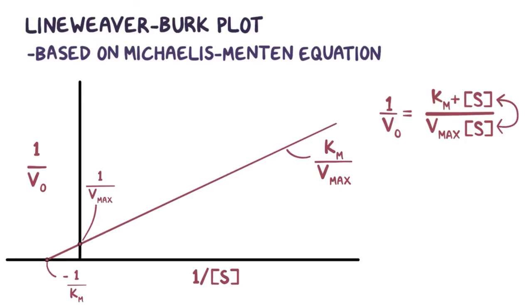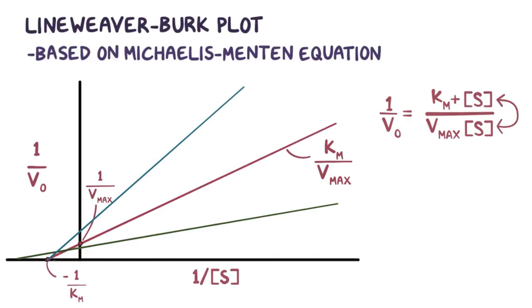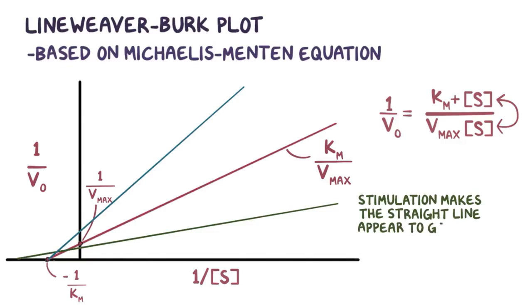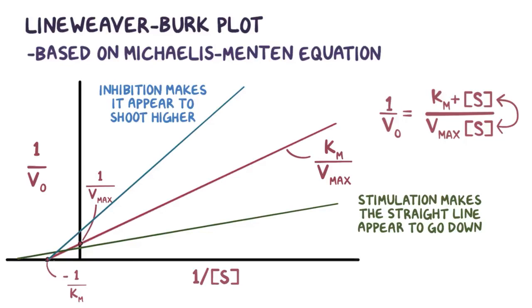The only trick is that, much like our reciprocal equation, now everything is upside down. So processes like induction and upregulation, which increase the Vmax, actually cause 1 over Vmax to decrease. So the line representing Km over Vmax would slope lower on the graph than the control. Conversely, processes like repression or downregulation or even non-competitive inhibition, which decrease the Vmax, will increase 1 over Vmax, which makes the line slope higher on the graph than the control. So interpreting a Lineweaver-Burk plot goes like this. Stimulation makes the straight line appear to go down. Inhibition makes it appear to shoot higher.